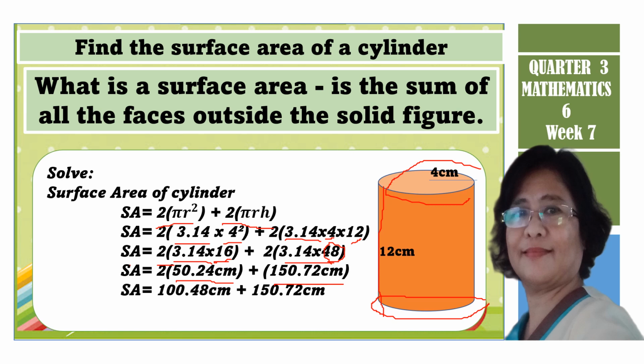And then next, multiply 50.24 times 2, we get 100.48. And we just bring down 150.72 cm. So the total area of the 2 circles and the height will be 251.2 centimeters square. So our answer for the surface area of this cylinder is 251.2 centimeters square.